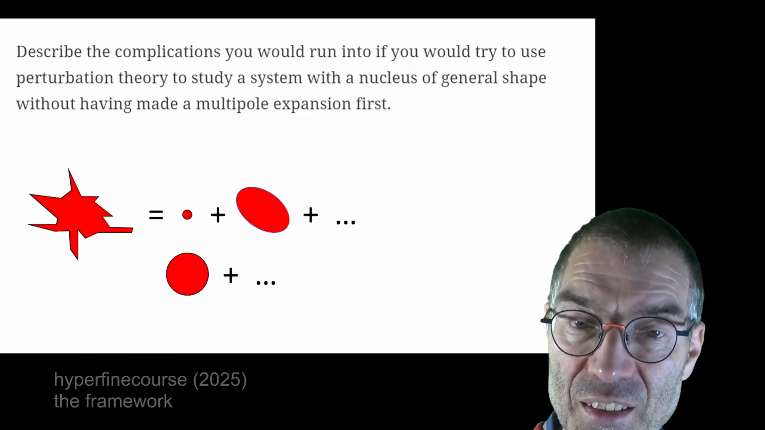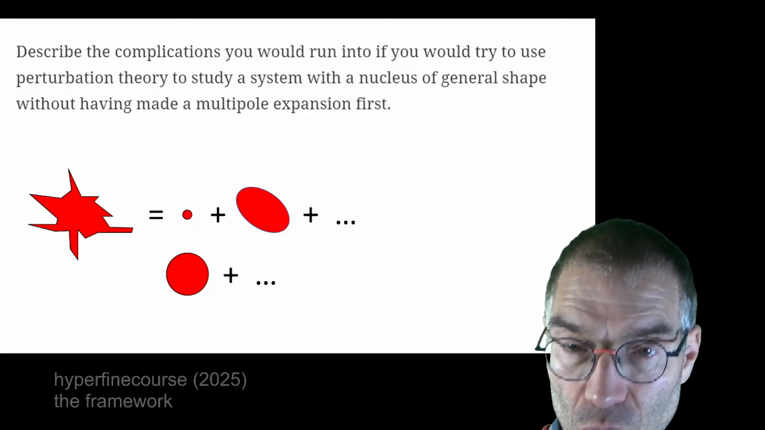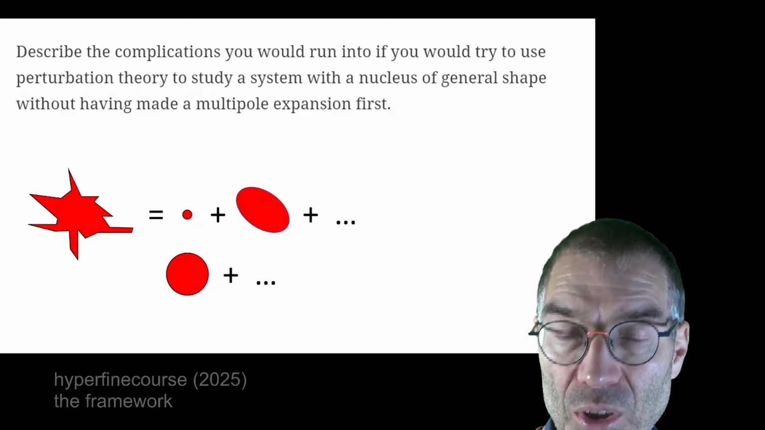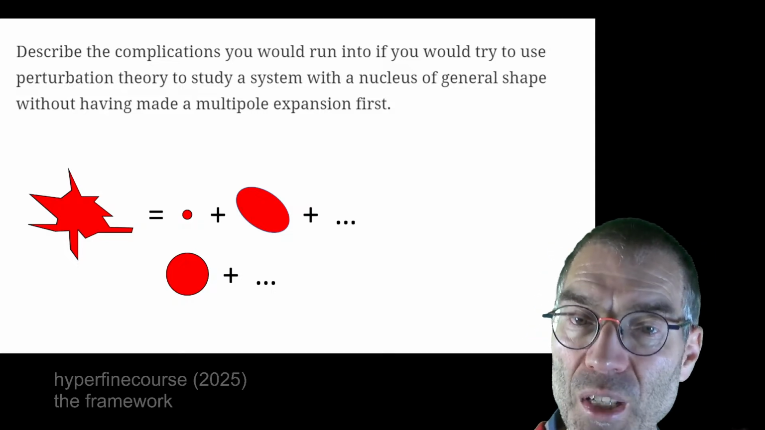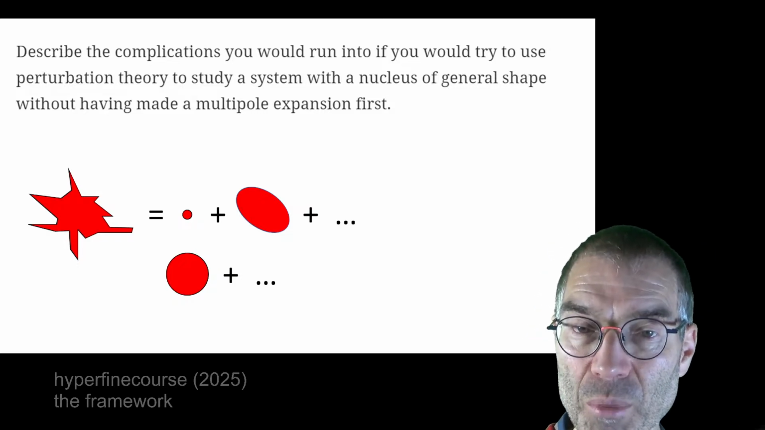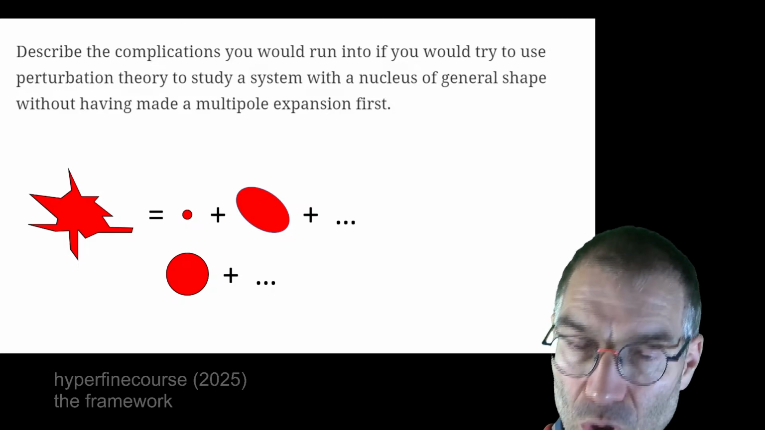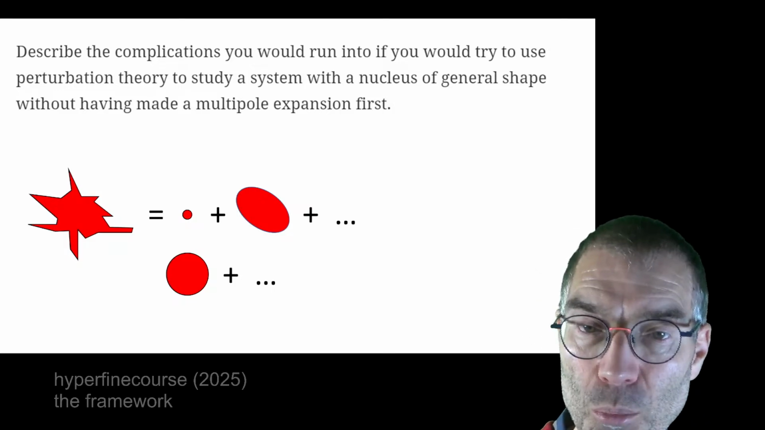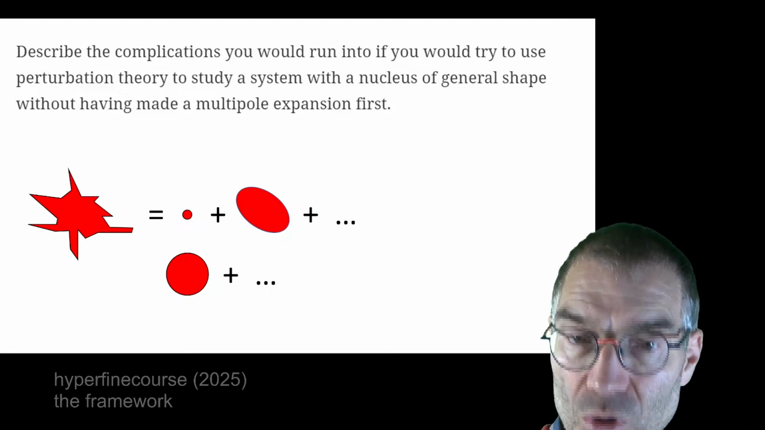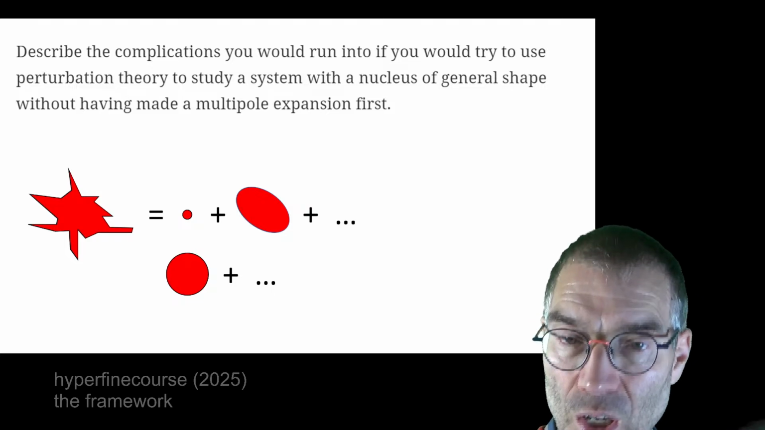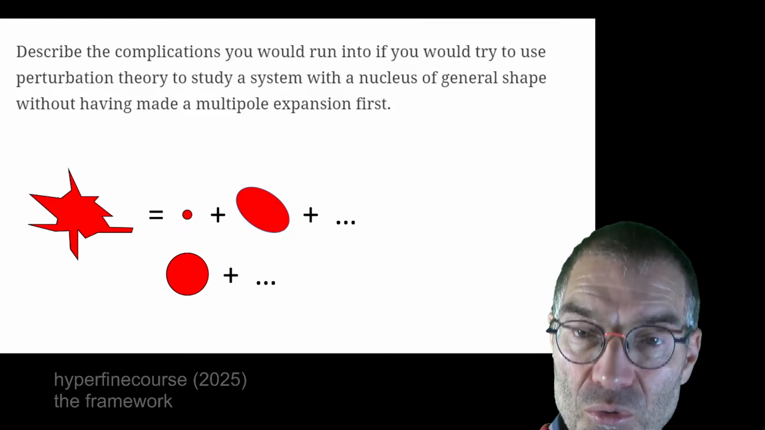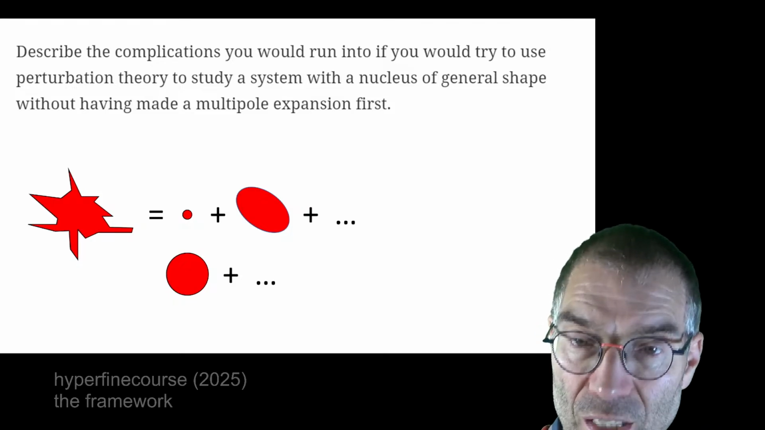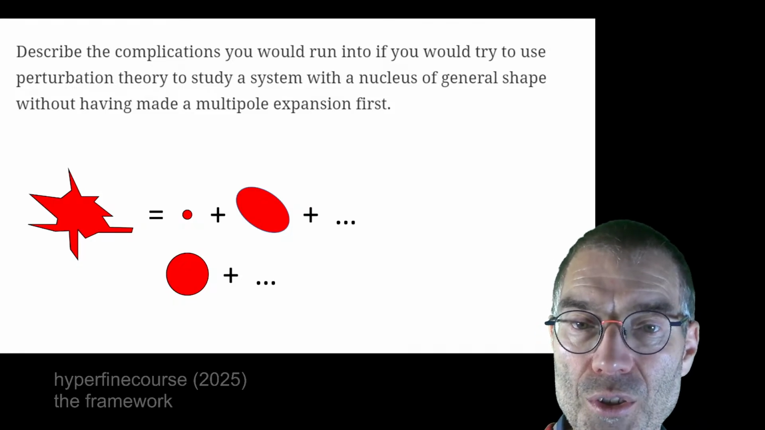So that is the idea of combining perturbation theory, which is a typical method in quantum physics to study something that is a bit more complicated than what you already solved before, with the multipole expansion, because the multipole expansion allows us to isolate the leading terms that go beyond what we already know, that go beyond the point nucleus.